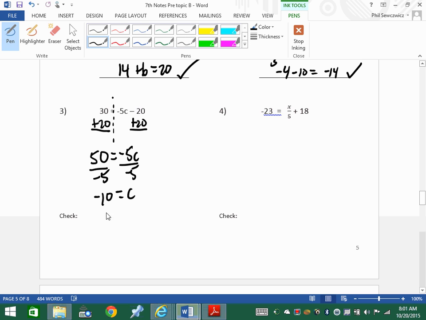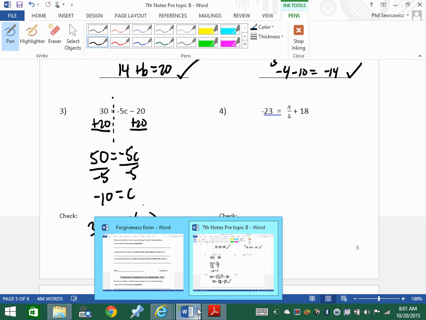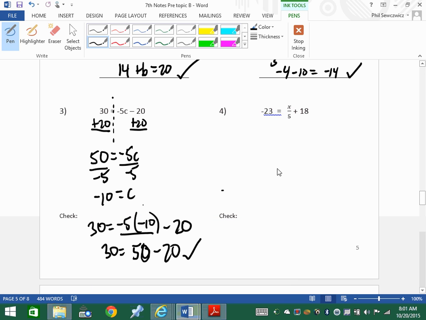So let's do our check step here. Let's plug it on in. Does 30 equal negative 5 times negative 10, and then, oops, not plus 20, but minus 20? Thinking of your order of operations, negative 5 times negative 10 is not 30, it is 50. So the question here is, 50 minus 20, does that equal 30? It absolutely does. Let's go on to the next one.